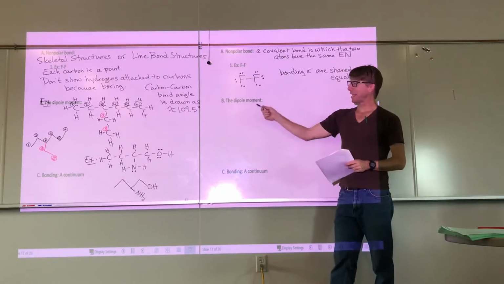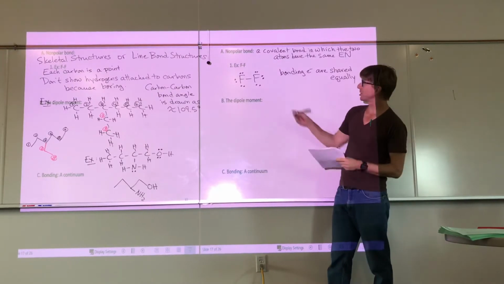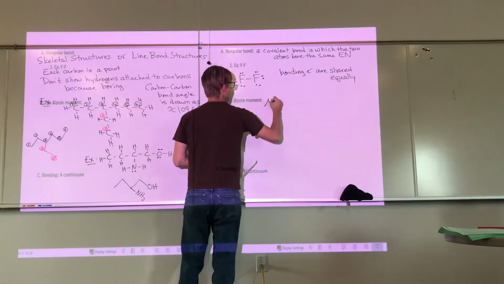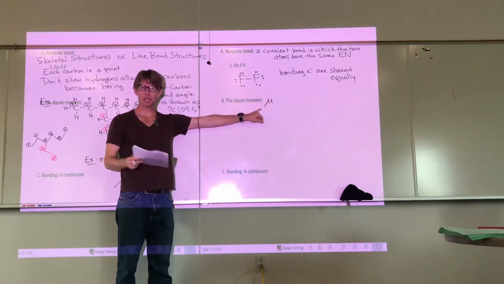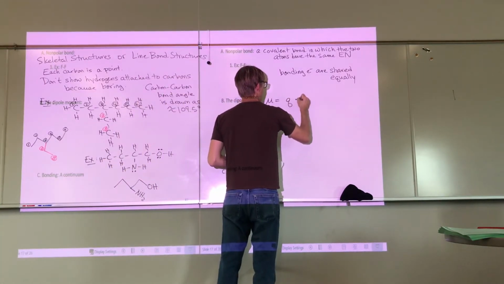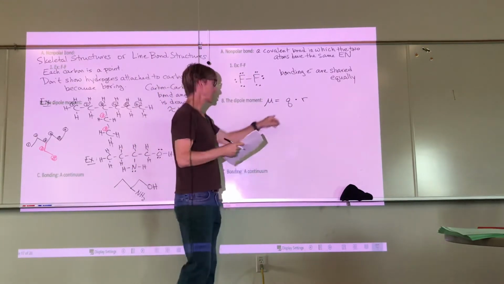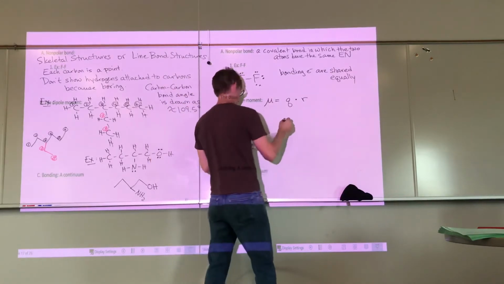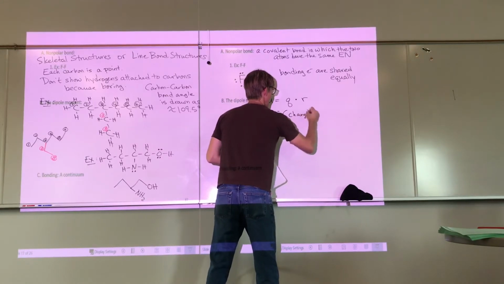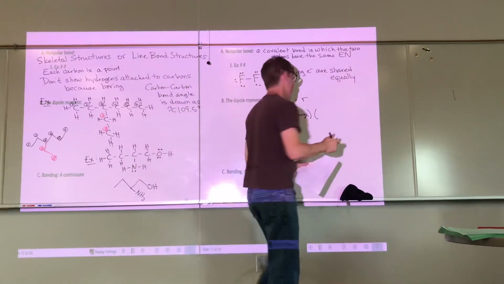I'm going to say just a minute here about the dipole moments. The dipole moment is a more technical version of the partial charges we've been talking about. The dipole moment is represented by the lowercase Greek letter mu. It equals Q times R, where Q is the charge and R is the distance of separation between charges.